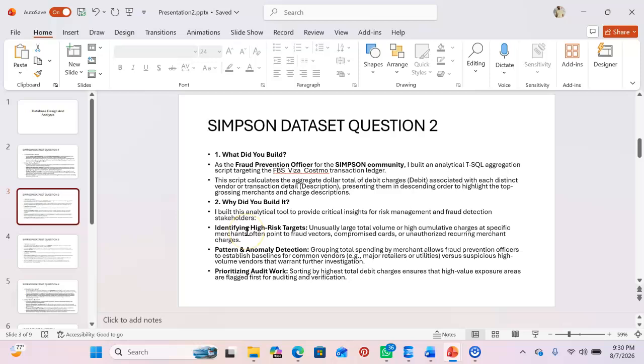I built it as an analytical tool to provide critical insight for risk management and fraud detection stakeholders. So that's the main reason why we built this SQL question. Okay, so we will then move on to the how.